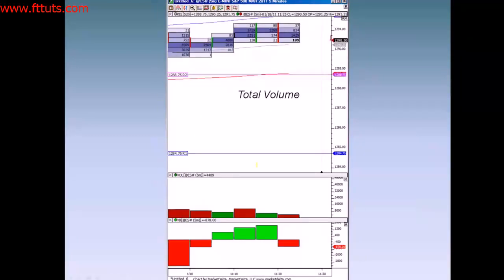Now, another way that we could look at the footprint is to completely do away with bid and ask and just look at pure volume numbers. Notice what the software does for us. It gives us different shading for different levels of volume. The greater the volume, the darker the color. So this is showing me where the greatest participation of traders is in this bar.